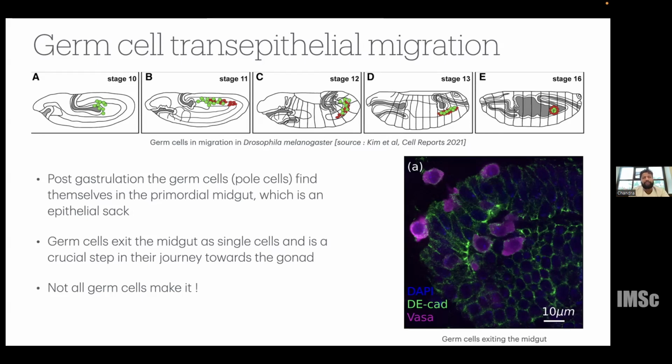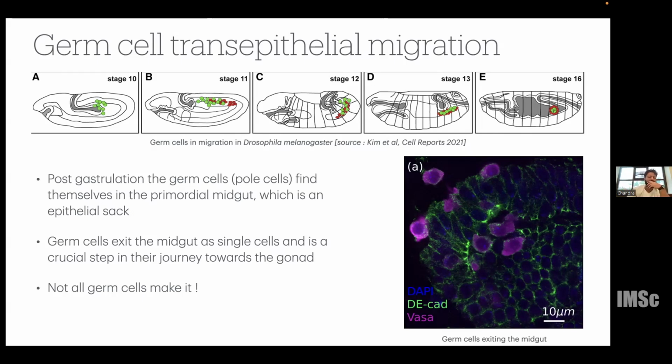In Drosophila melanogaster, we know that out of around 40 pole cells formed in the beginning, only about 66% make it to the gonad finally, which means there's quite a lot of cell loss. It's an active area of study as to what determines your success rate. But not being able to exit the midgut is one of the major places where some germ cells don't make it, and it accounts for the 34% of germ cells that are missing.